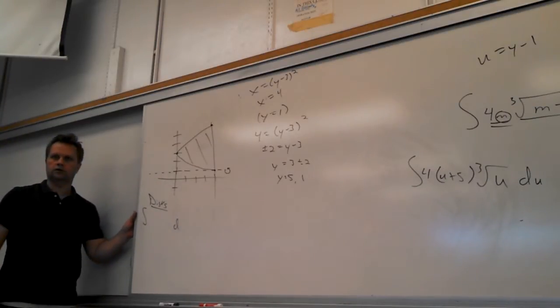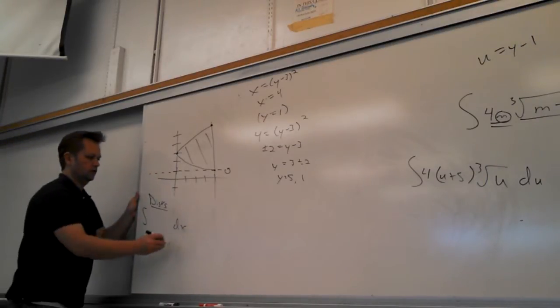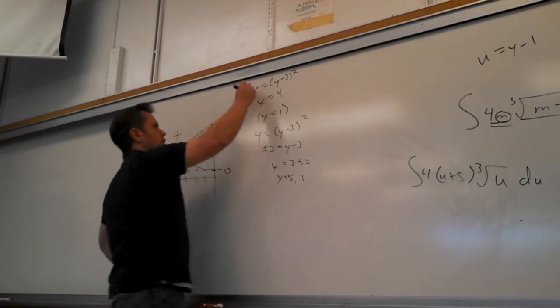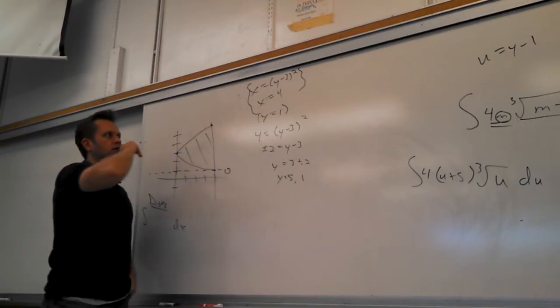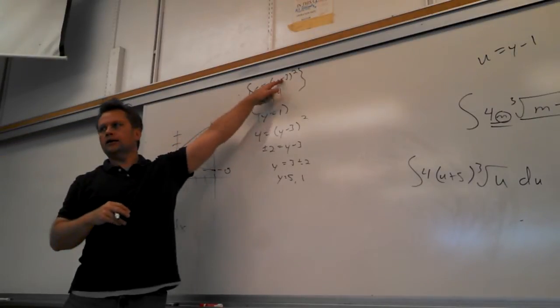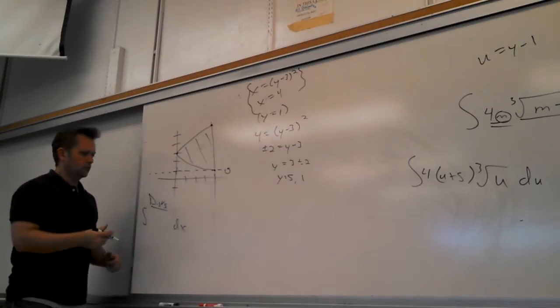What am I rotating around? Excuse me, dx. Something that's parallel to the x-axis. So it's dx. And what drawback might that have? It isn't really too bad of a drawback. This is in terms of y, so we'll have to solve it: plus or minus the square root of x plus 3.